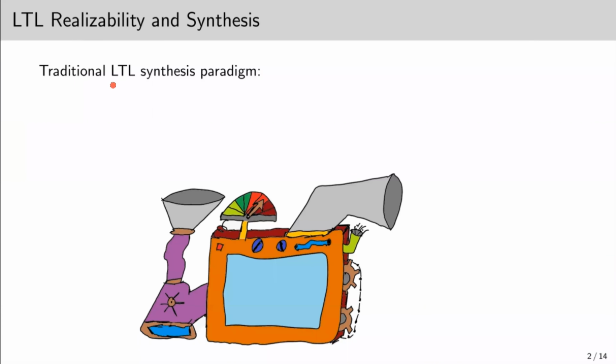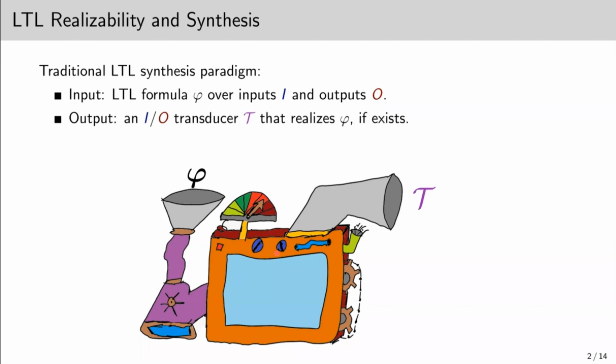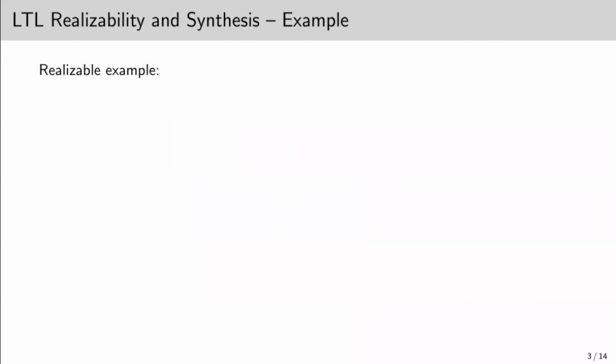Let's start by recalling the traditional LTL synthesis paradigm. There, we are given as inputs an LTL formula phi over 2 sets of atomic propositions, I, inputs controlled by the environment, and O, outputs controlled by a system. We then use a synthesis machine, yours may not look exactly like this one, which outputs a transducer that realizes the formula, if one exists. This transducer is a system which interacts with an environment and guarantees that every interaction results in a computation that satisfies phi. Let's see an example of synthesis.